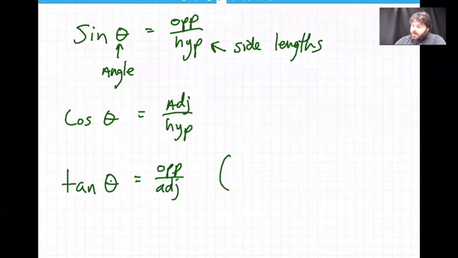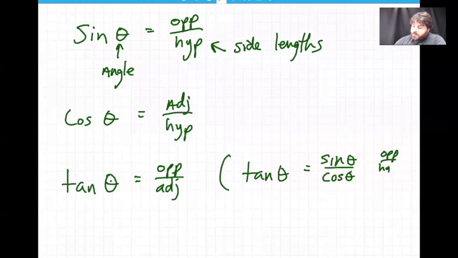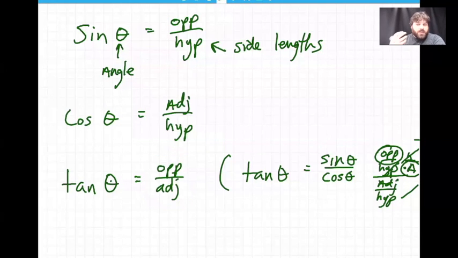Now, if you ever looked at it, tangent is really just the sine over the cosine. The sine, right, is opposite over hypotenuse. Cosine is adjacent over hypotenuse. If you multiply this out, if you flip by the reciprocal, hypotenuse over adjacent, you can simplify that to opposite over adjacent, which is what you get here. But just remember that tangent is also considered the sine over the cosine. Like if you knew what the sine was and you knew what the cosine was, you could figure out the tangent by just dividing those two together.